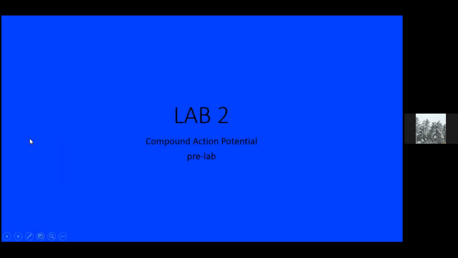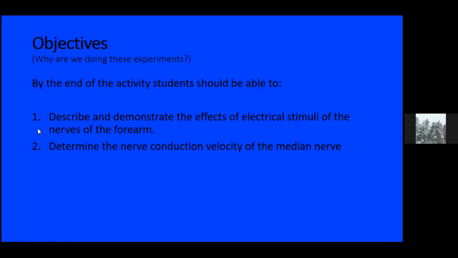So I had touched a bit in class about the compound action potential, but I have notes here to go with this pre-lab. So by the end of this activity, you should be able to describe and demonstrate the effects of an electrical stimuli of the nerves of the forearm. So you have to know where the nerves of the forearm are located, and when you stimulate them, what is the end result that you see.